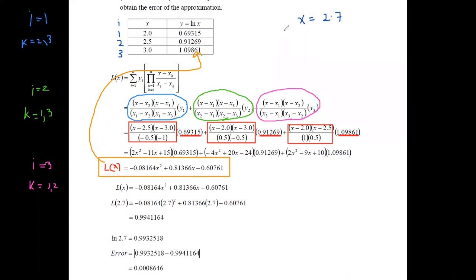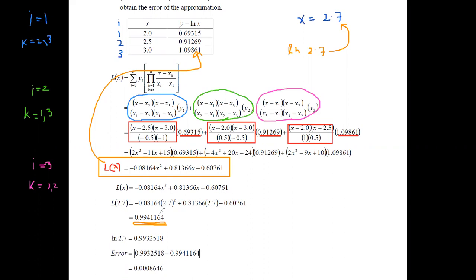Okay, in this example, in the next part they are asking us to obtain the value for ln 2.7. To obtain the value for ln 2.7, you can just substitute using this approximation technique. You can now set the value of x equals 2.7 in this equation. Therefore, you can obtain the value for L(2.7). It is the value of the function where x equals 2.7. Then it just gives the value as 0.9941164. Therefore, this is actually the approximation that we have obtained.